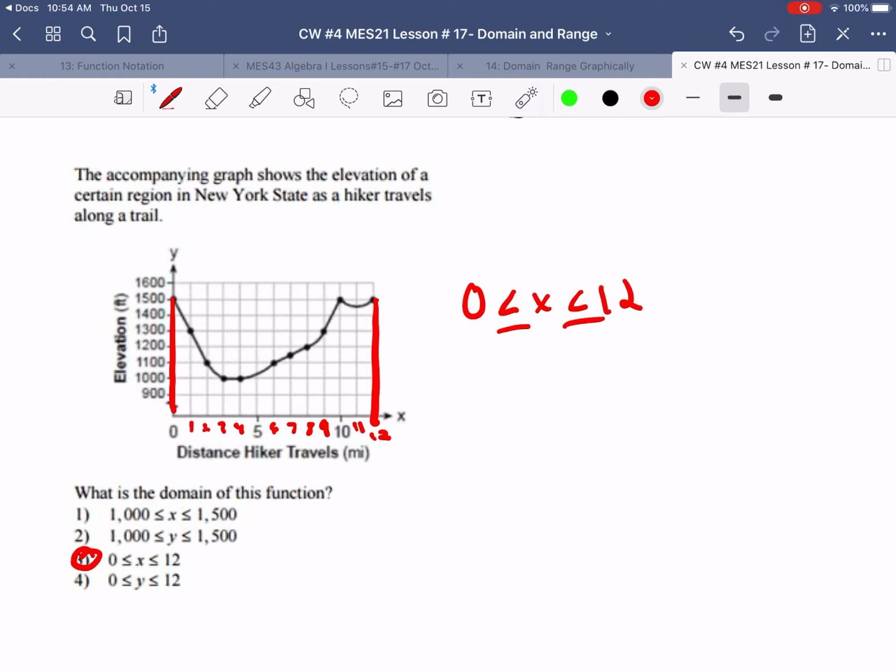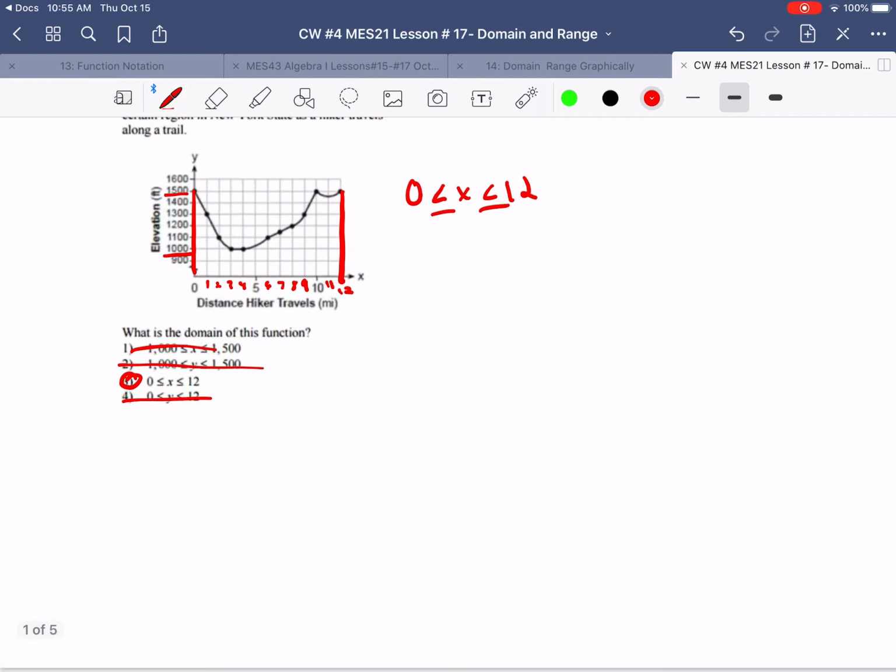It's option 3. Because we're not talking about y, so we can cancel those. And the 1,000 and 1,500, there's no numbers on the x-axis that high. Those they got from the y-axis, and we're not talking about the y-axis. We're talking about domain, which is the x-axis. Okay, so option 3.